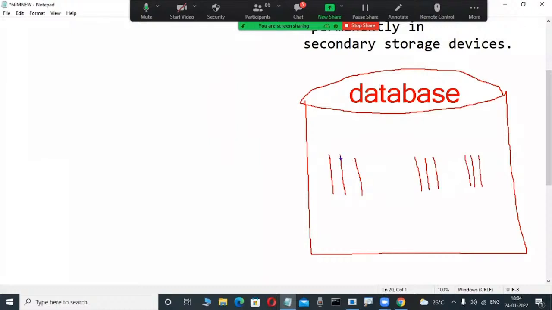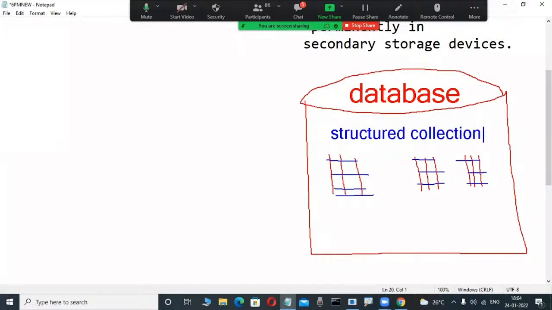Relational data model is a concept. Based on that only, these types of products are implemented. They are called relational databases. Observe here, a structured collection of data. This is what I told in the previous class. These types of databases always store a structured collection of data. Data is stored in an organized fashion only.